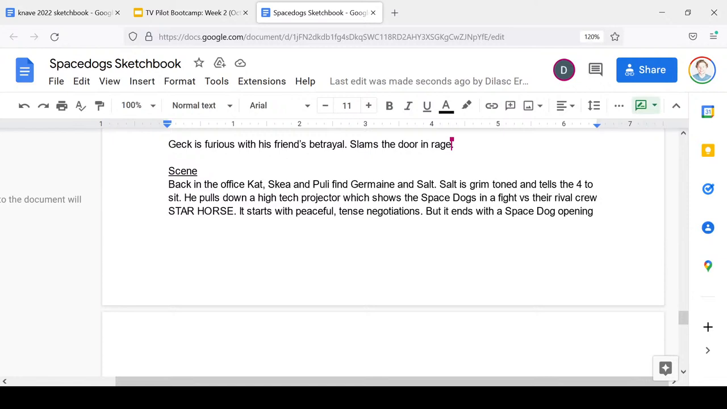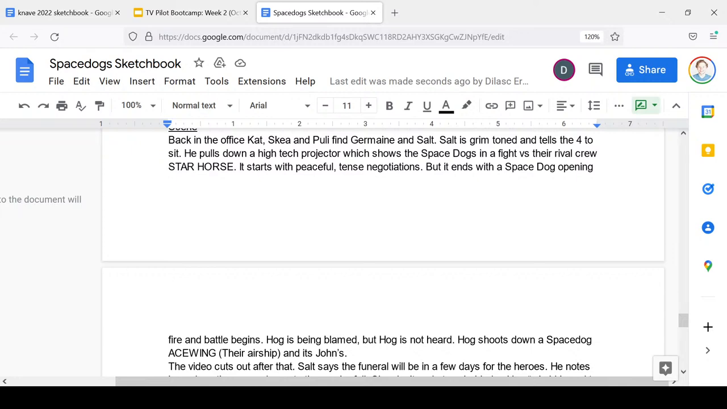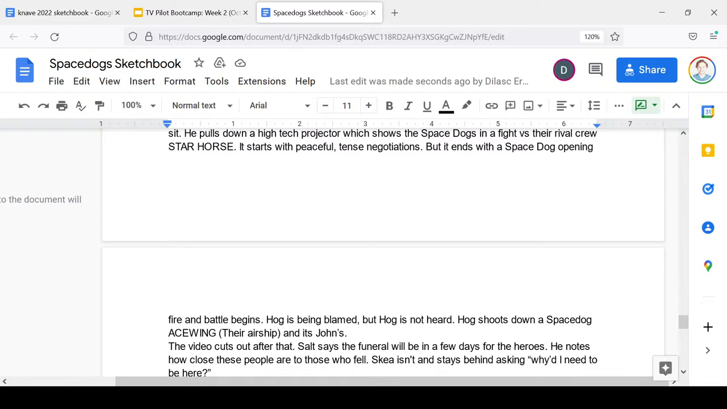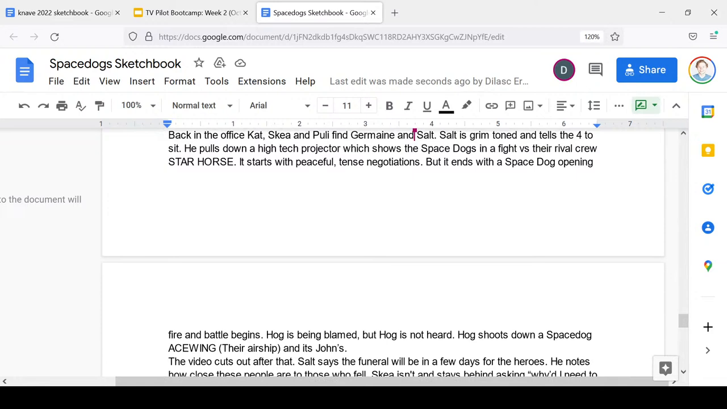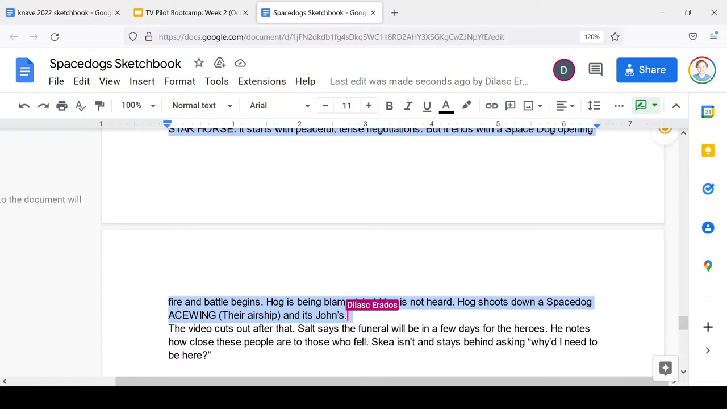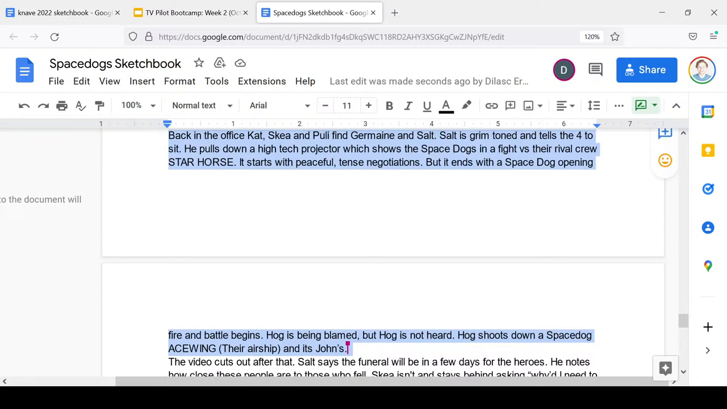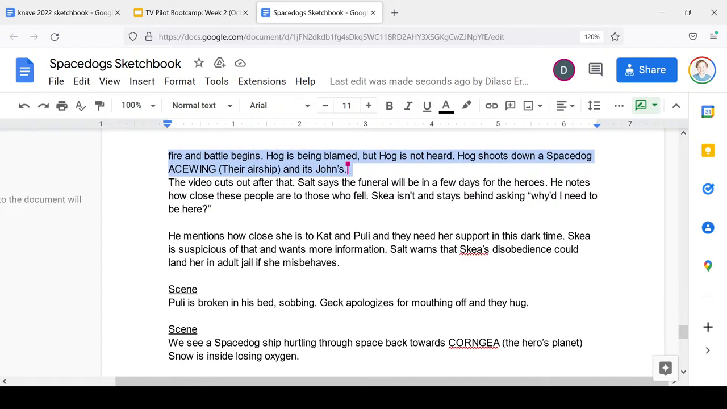Back in the office, Kat, Skea, and Pulley find Jermaine and Salt. Salt is grim-toned and tells the four to sit. Wait, it starts with peaceful, tense negotiations. This is the Space Dogs in a fight versus their rival crew, Star Horse. It starts with peaceful negotiations, but it ends with a Space Dog opening fire, and a battle begins. Okay, so this is like a skirmish between other training pilots, and they start to fight for real? No, this is, look at this video that we caught. This is what our drones caught.